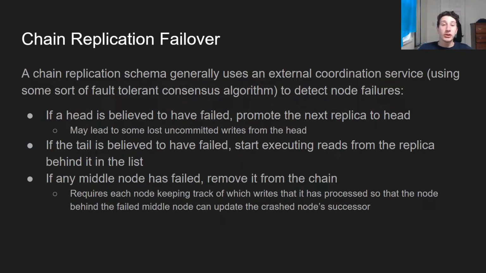And then if any middle node has failed, basically we would do the same thing that we might do in terms of removing a node from a linked list. We would just go ahead and remove it from the chain, take each adjacent replica and make sure that the chain is put back together, and then pass the writes from the left replica to the right one and make sure everything is updated.